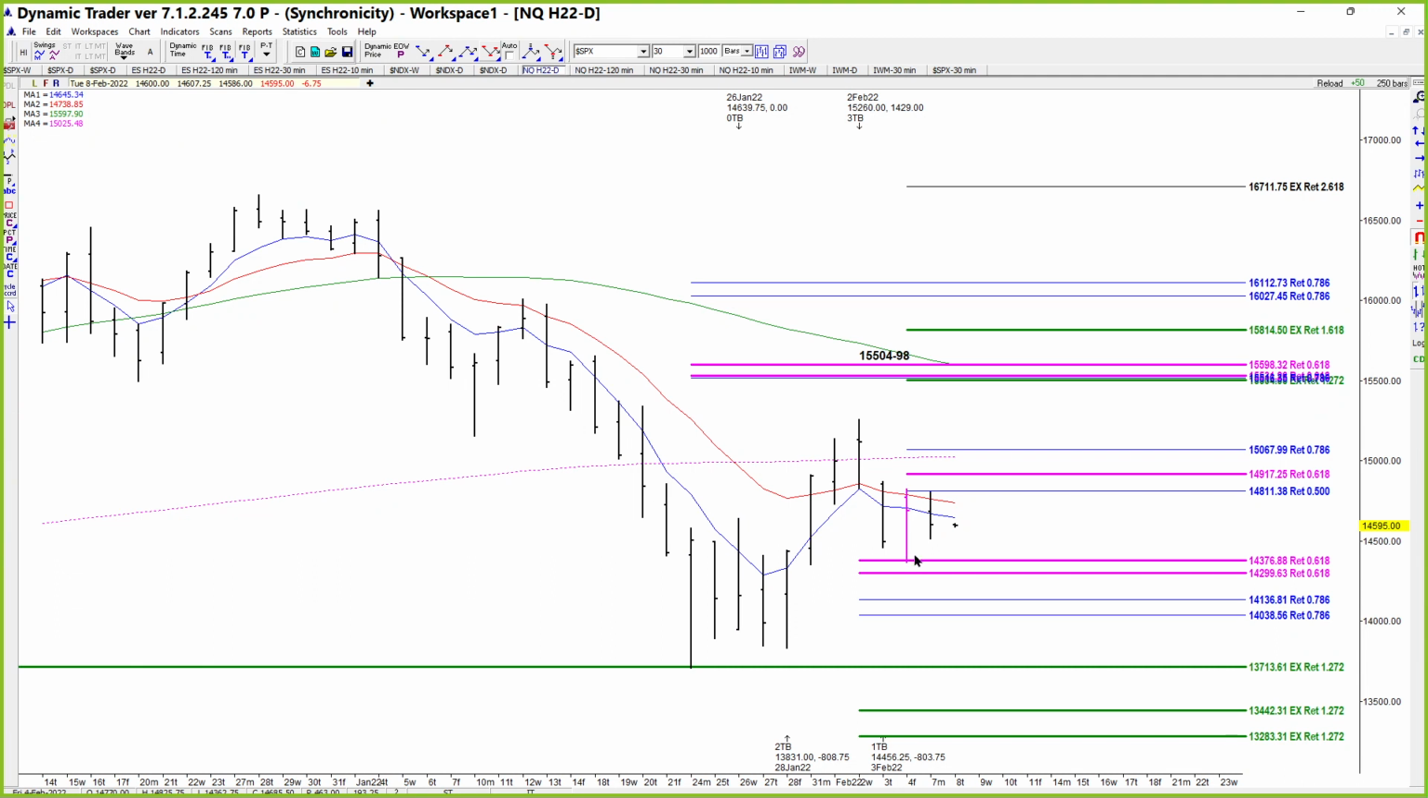Okay, so what about this again, single level with this pullback in Nasdaq? But what would have told you it was okay to look at a buy entry? Let me go grab this other chart here.